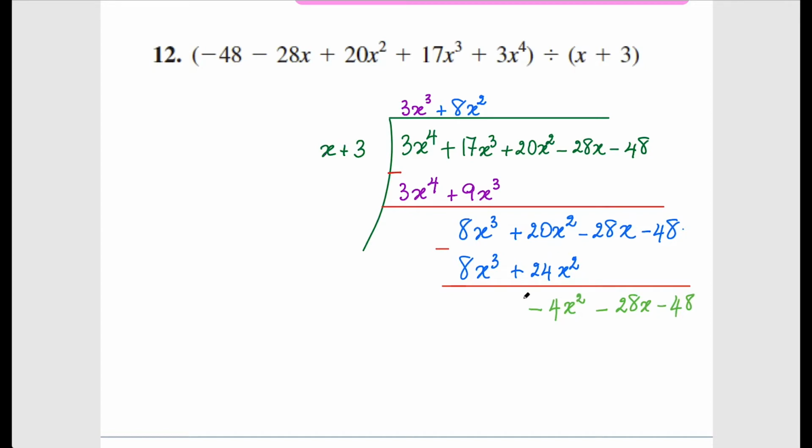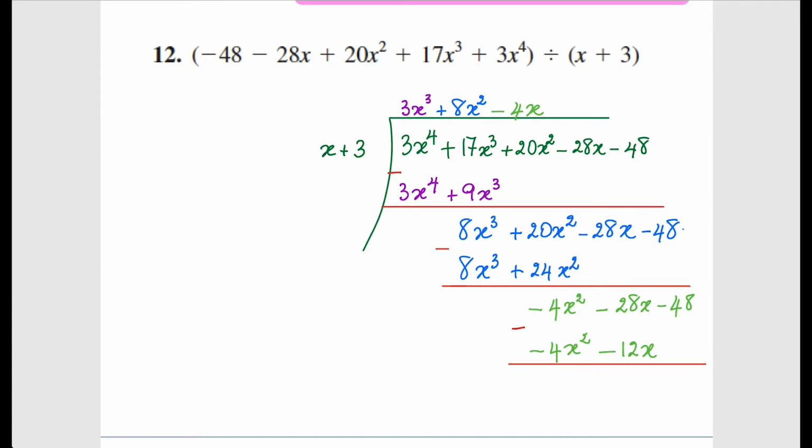Very good. So now exponent 3 down to 2. So I want to ask myself, what should I multiply x with to get negative 4x squared? And this is negative 4x, right? Negative 4x times x is negative 4x squared. Okay. And negative 4x times the 3 is going to be negative 12x. All right. And let's subtract.